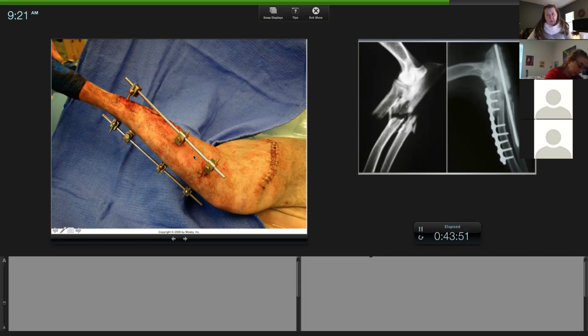And then post-op, we wrap all of these clamps so we don't have metal just showing. It's also to protect the dog. If the dog bumps that, it kind of hurts the leg. So we want to provide some bumpers or padding.